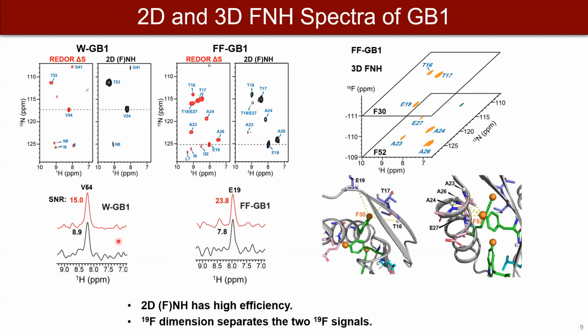Comparing with HNH resolved HF REDOR, the 2D version of the FNH experiment shows the exact same spectral pattern and pretty high efficiency. And in the 3D version, the fluorine dimension separates the two fluorine signals. Based on the correlation and the GB1 crystalline structure, we can assign the fluorine at -101 ppm to the phenylalanine 13 site, while the fluorine at -109 ppm to the phenylalanine 52 site.